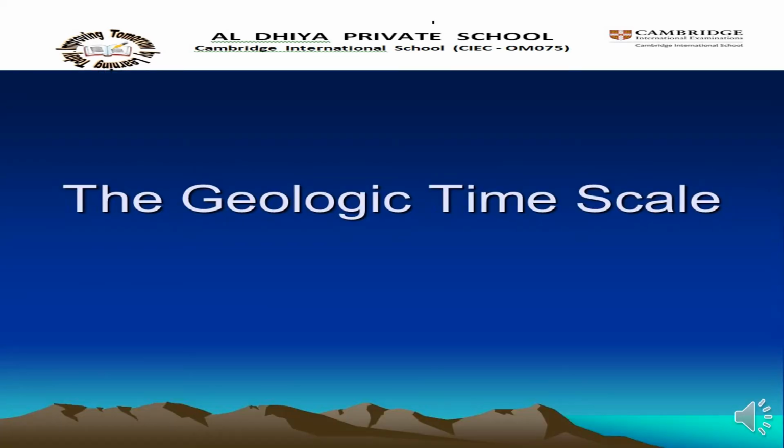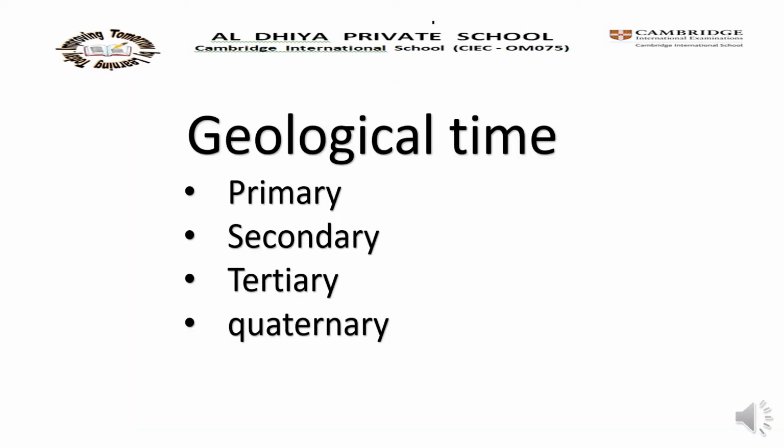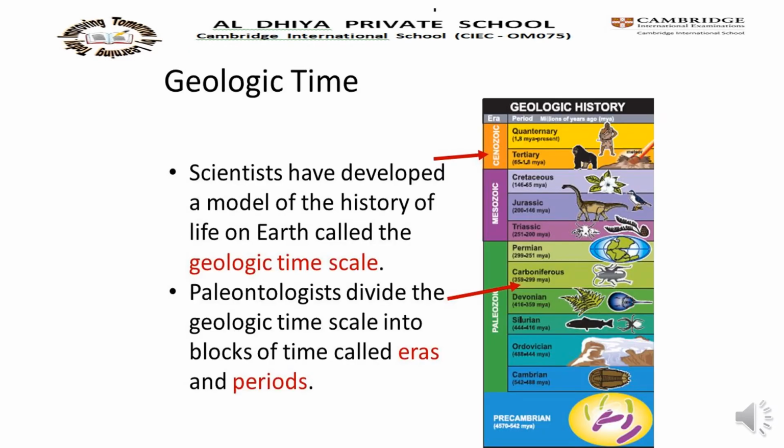What is the geological time scale? Geological timescale is a system of chronological dating that relates the geological strata to time. The geological time is divided into four: primary, secondary, tertiary and quaternary. The scientists have developed a model of the history of life on Earth called the geologic time scale. The scientist means a geologist.